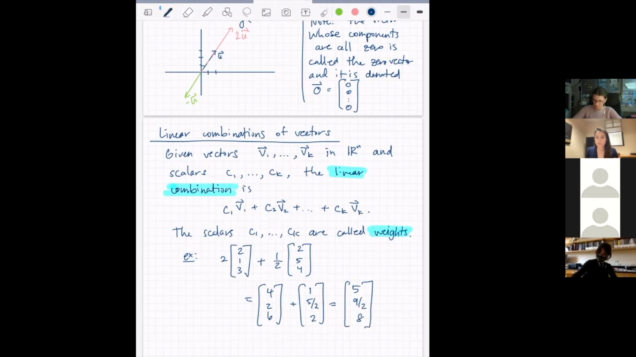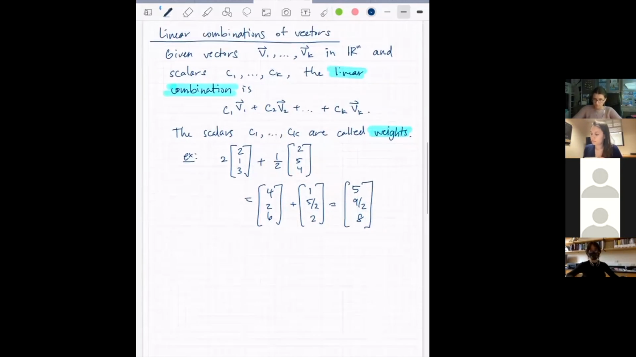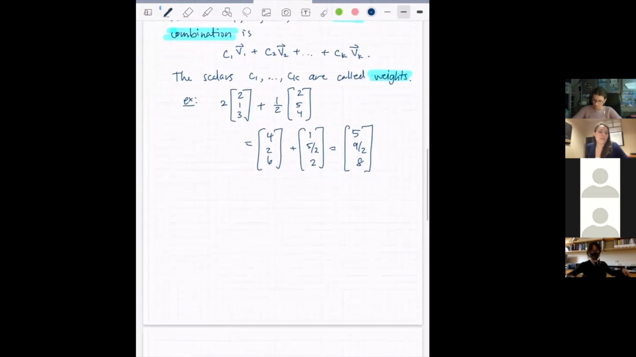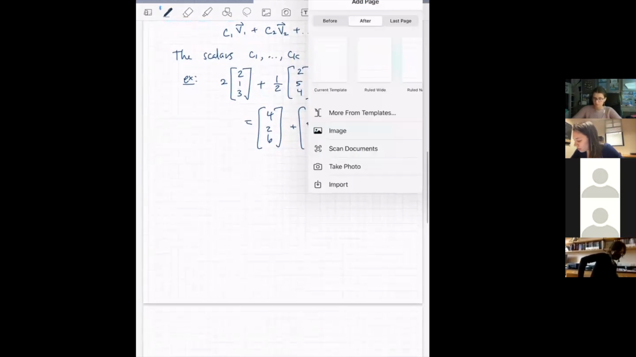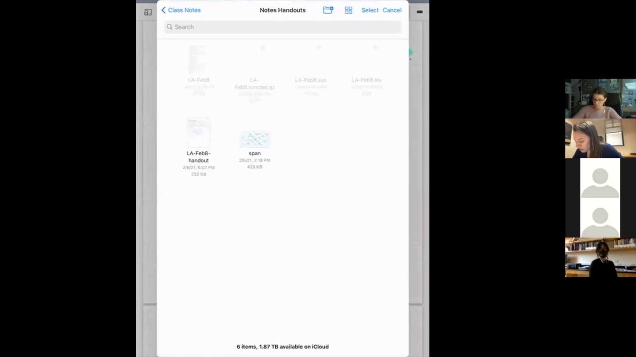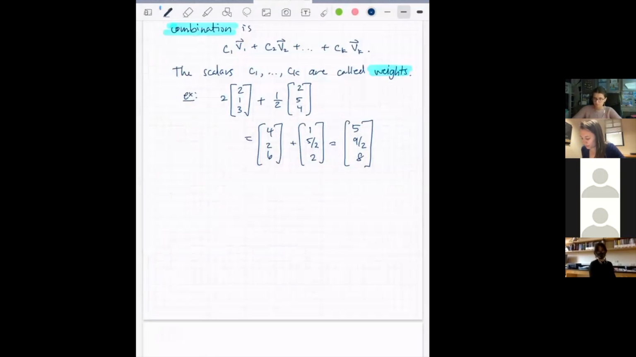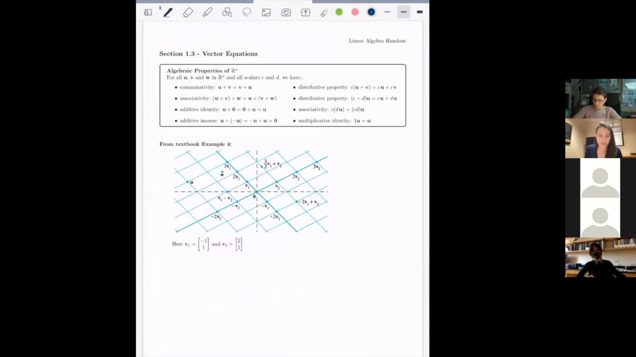Okay, so that is what a linear combination is. Here I'm going to refer you to the handout. I'm going to try and do something fancy and just insert it here. Yeah, there we go. Here's the handout that I posted earlier, I think yesterday.